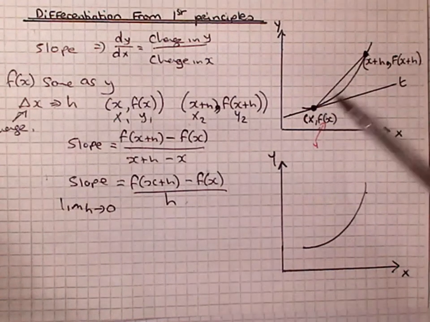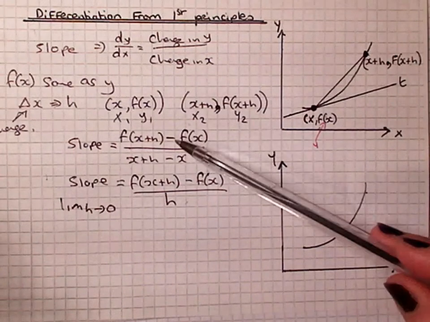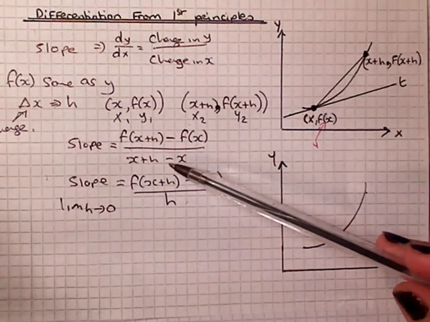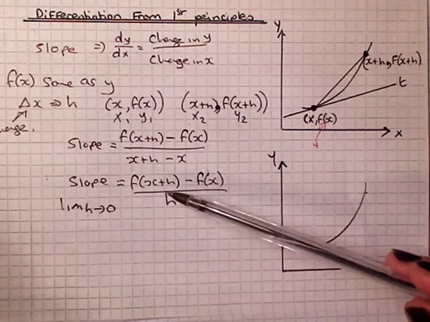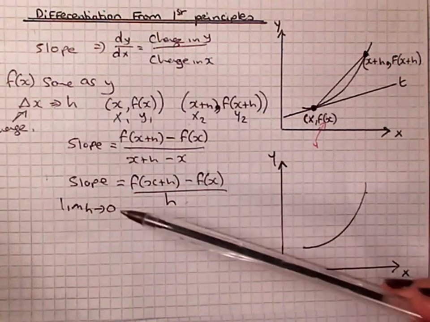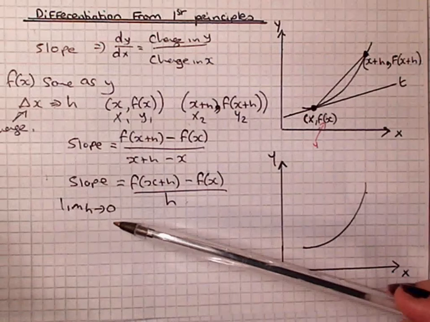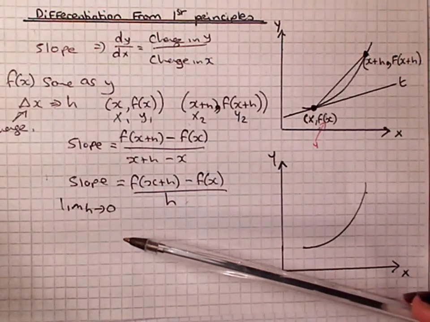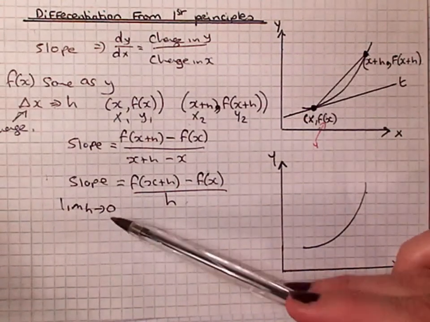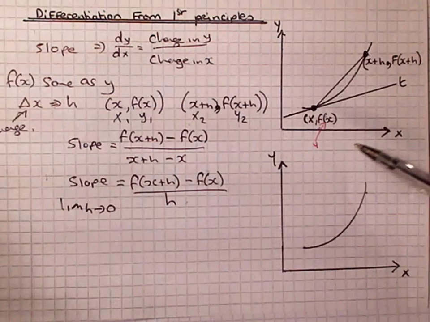Taking those two points, finding the slope of a line using the slope of a line formula, y2 minus y1 over x2 minus x1, you can see that the x's cancel, so you're left with f of x plus h minus f of x, divided by h. And the key is the limit as h tends towards 0. So h gets very, very small but never reaches 0, and the closer you get, the smaller you make the h value, the closer you'll get to your slope value.